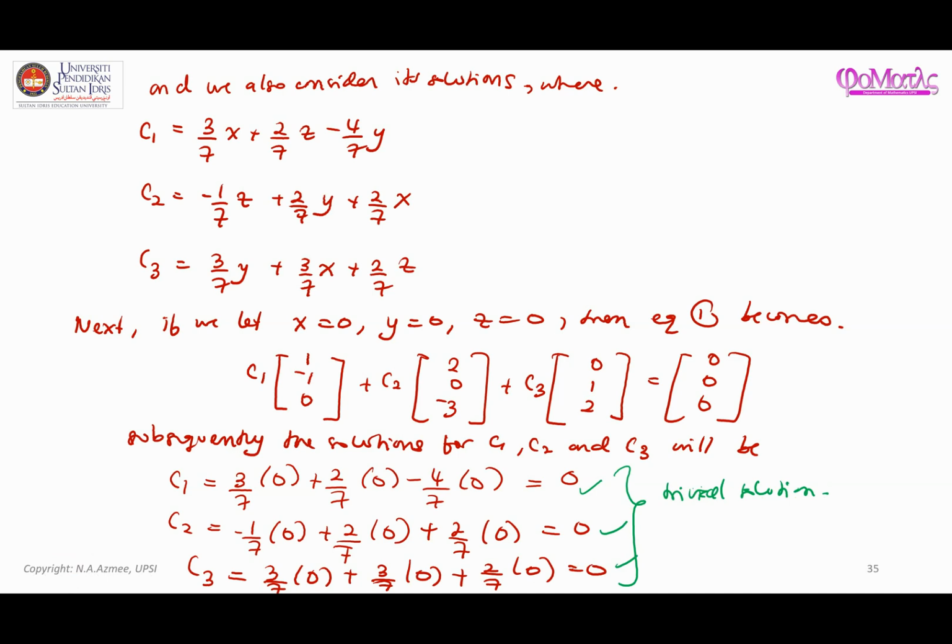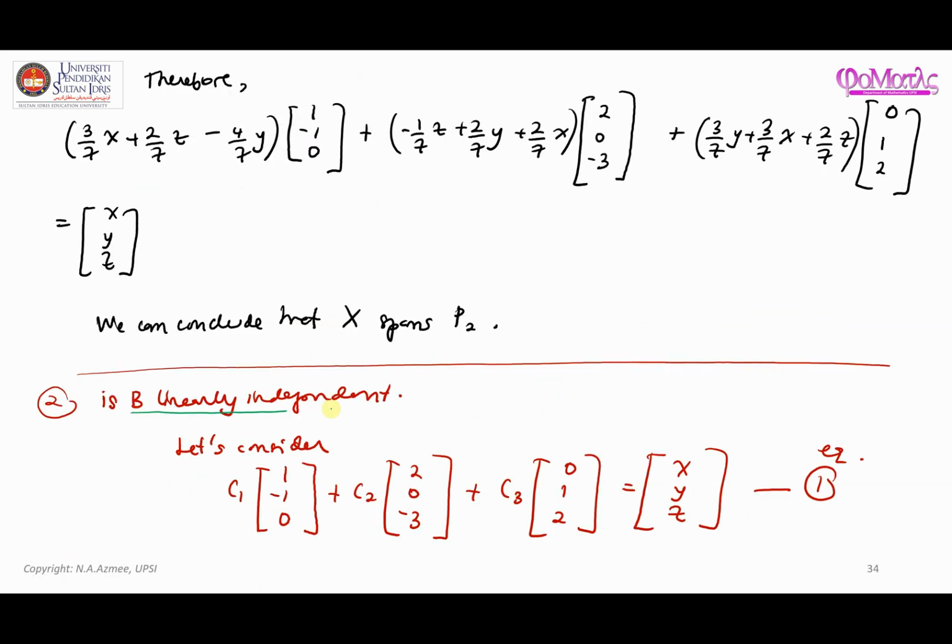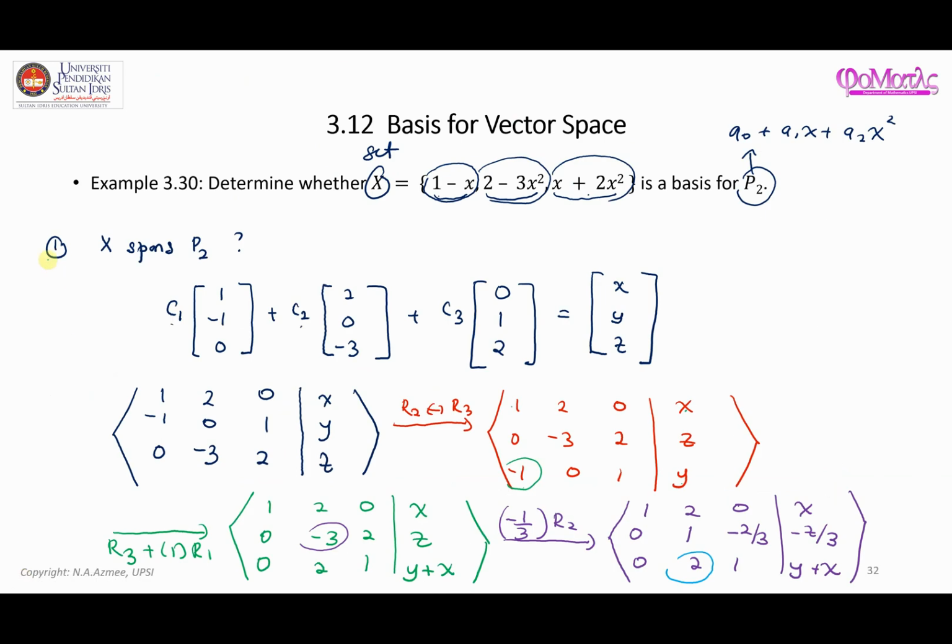And because of that, we can say that B is linearly independent. And since we have managed to fulfill this condition and also the earlier one, we can conclude that this particular set X is a basis for the vector space, where the vector space is defined as polynomials of degree 2. Okay, I think that's all for now. Thank you very much for watching.